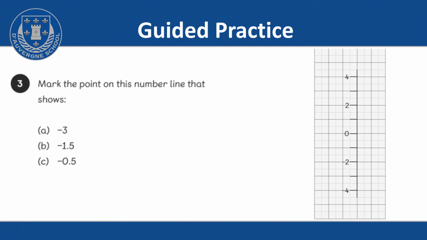Oh, well done to those of you who have spotted that Miss Watson made an error. I am in fact trying to find minus 1.5. So although it would work going up, between the 2 and 0 is going to be the 1, and again we'd have 1.5, we have to go below the 0 in order to mark minus 1.5.